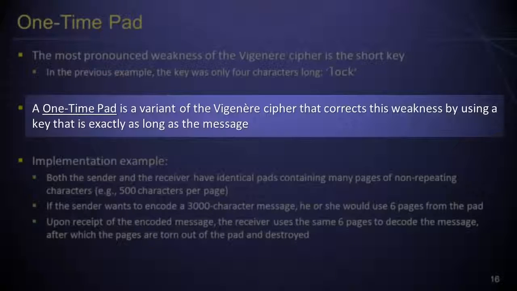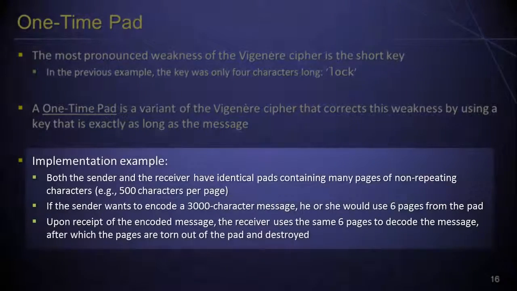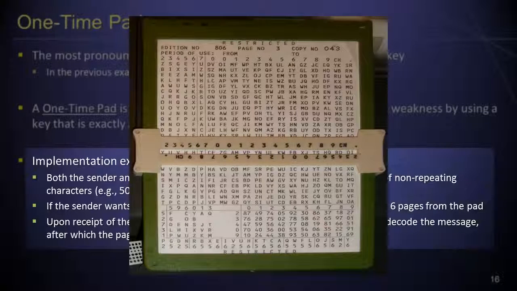From an historical perspective, it is interesting to note that the one-time pad method was used extensively during the Cold War. To implement a one-time pad cipher, both the sender and the receiver of a message need to have identical pads that contain many pages of non-repeating characters. For our purposes, let's assume that the one-time pad has 500 characters per page.